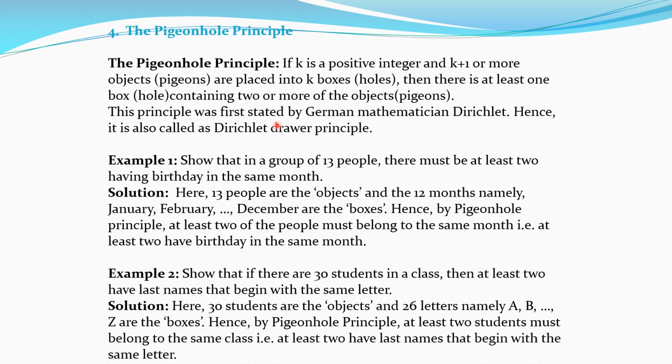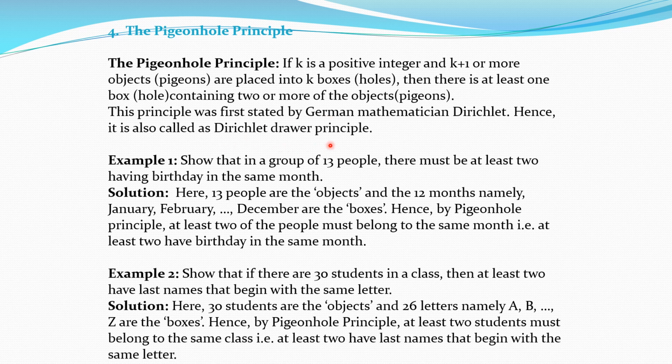Now, see what is actually a statement. k is any natural number, means positive integers. So if more than k, means k plus 1 or more objects are placed into k boxes, then definitely there is at least one box containing two or more than that objects.